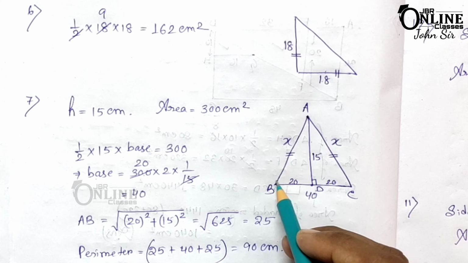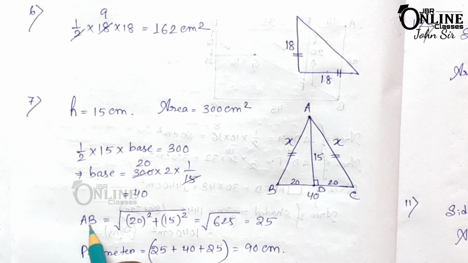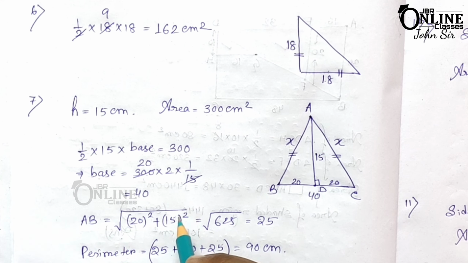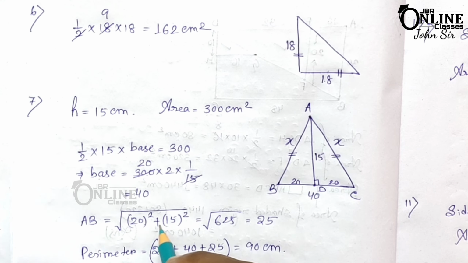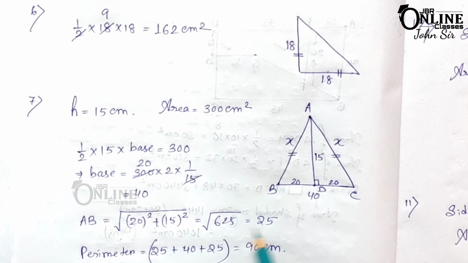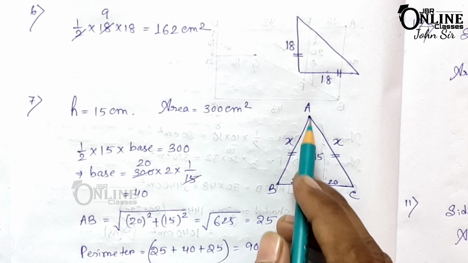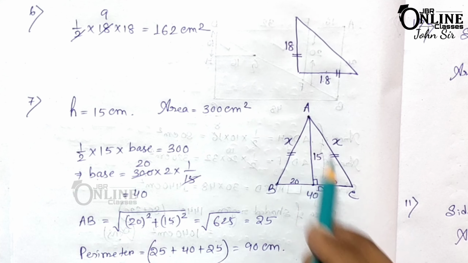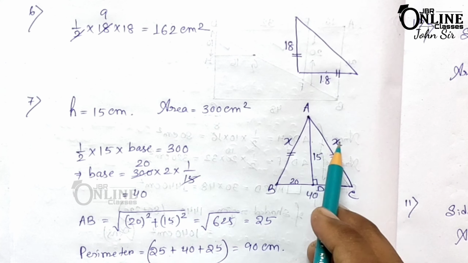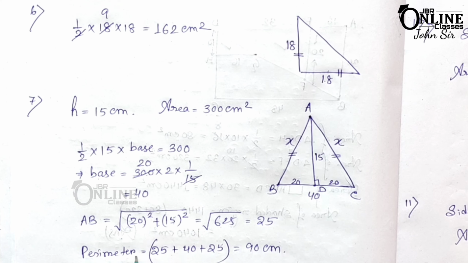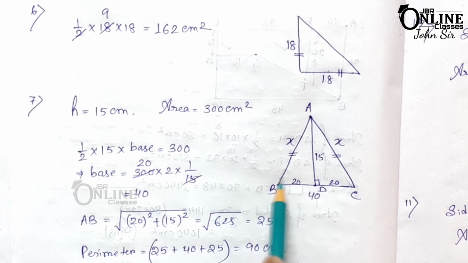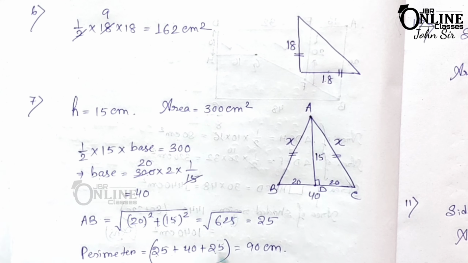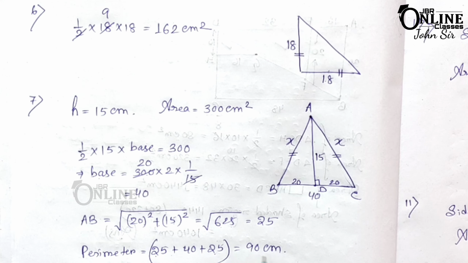Here AB is the hypotenuse. So by the Pythagoras theorem, AB equals root over 20 square plus 15 square, that becomes 625. So that equals 25. So if AB equals 25, then this one is also 25. Now you have to find out the perimeter. Perimeter means summation of three sides. So 25 plus 40 plus 25, that equals 90 centimeter.